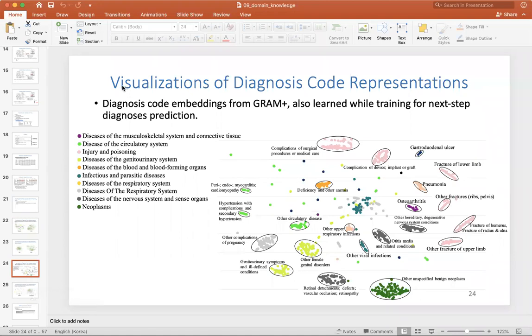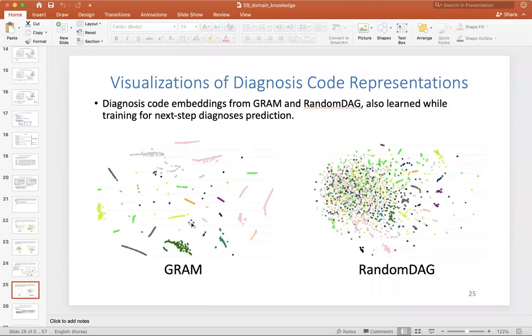All right, so moving on. GRAM, as I said, also well preserves the structure. Interestingly, random DAG does not. You can see some hint of clusters here, but mostly it's very unorganized in a lot of the area. And this again shows why you should not use incorrect domain knowledge. Because if you use incorrect domain knowledge, then there's no reason why the model should learn the correct representation of the embeddings. So there's a very clear comparison between GRAM and random DAG. That's a very clear message there.